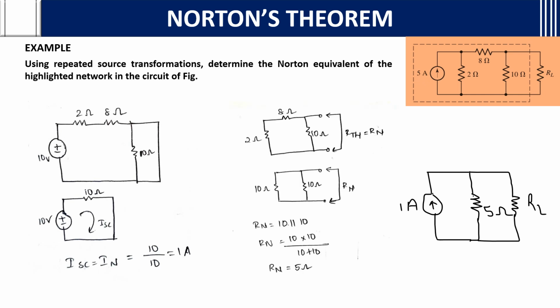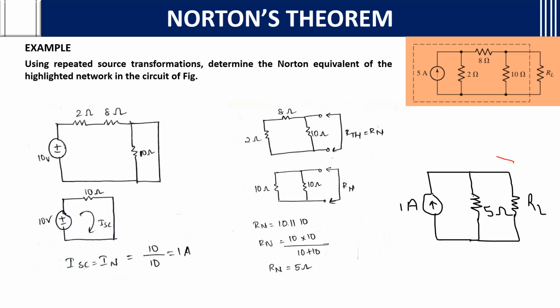And after that you need the Norton's resistance. To get Norton's resistance, take the 2 ohms and remove all the energy sources. That is, the 10 volt source is short circuited. Then you get 2 and 8 in series, and that is in turn in parallel with 10 ohm. Finding Thevenin's resistance or Norton's resistance is the same. We look through the open terminals and find the resistance. Only resistances will be there in the network. After this, 10 and 10 are in parallel, so you get RN equal to 5 ohms.